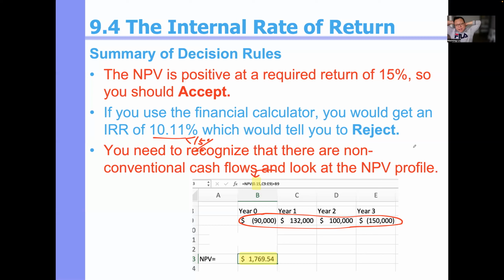You have to recognize that there are non-conventional cash flows, and then you have to look at the net present value, right? So when you see the cash flows, are they conventional cash flows? If they are not, you better be careful, right? And analyzing the net present value, that's the most important one.